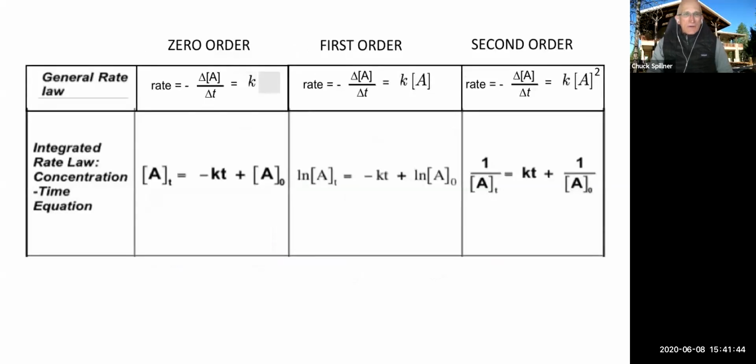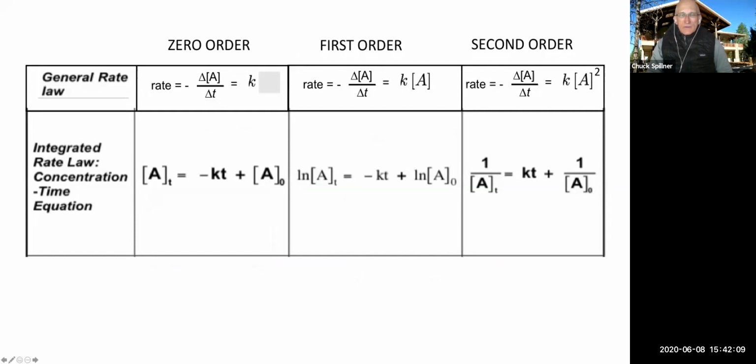Okay, there's other rate laws too. So if we look at the general rate law that we learned previously in the last section, for a zero order reaction, the rate, the change in A over the change in time, is equal to k times A to the 0. Well, A to the 0 is 1, so it doesn't show in the equation. So it's the change in A over the change in time equals k.